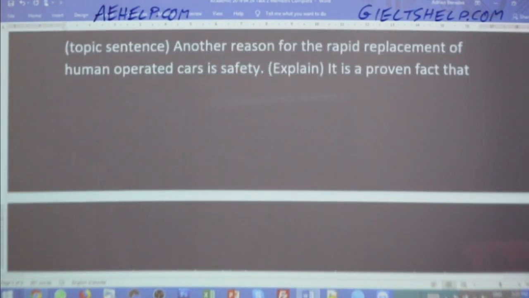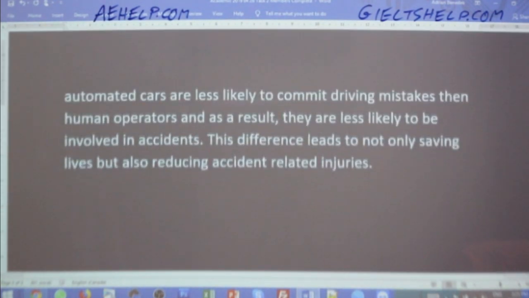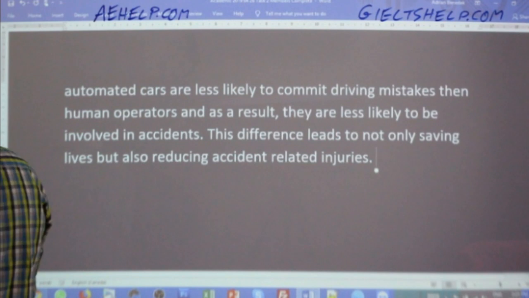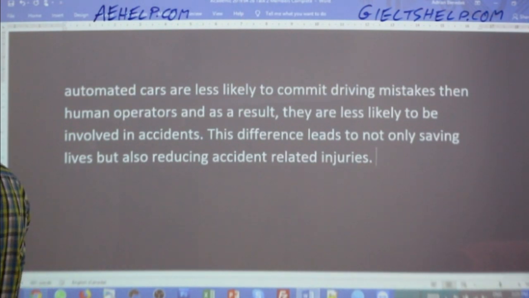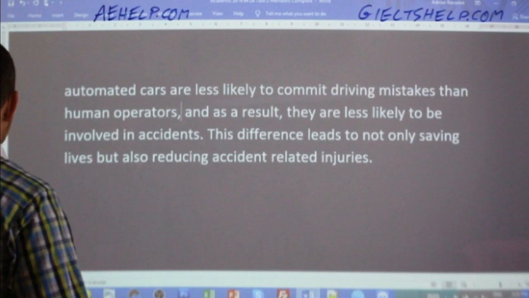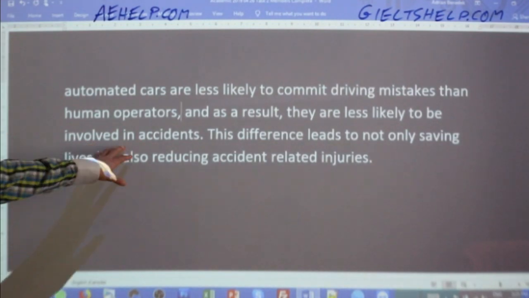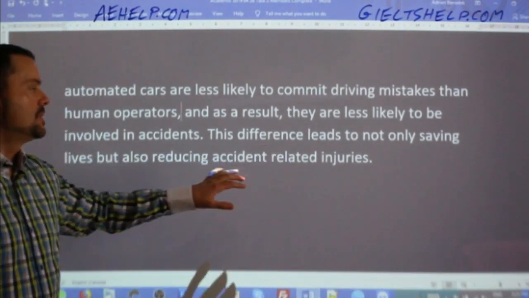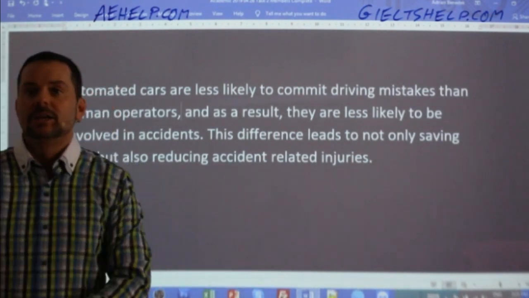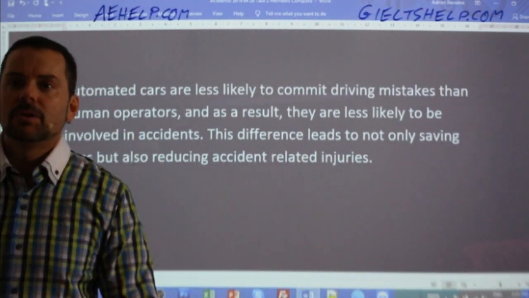Waiting for yours. So it is a proven fact that automated cars are less likely to commit driving mistakes than human operators. And as a result, let me just make a couple of fixes here. When you catch yourself making mistakes, always correct. And as a result, they are less likely to be involved in accidents. This difference leads to not only saving lives, but also reducing accident-related injuries. Okay.